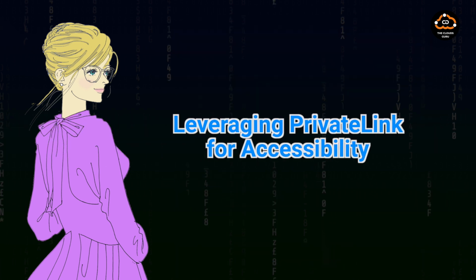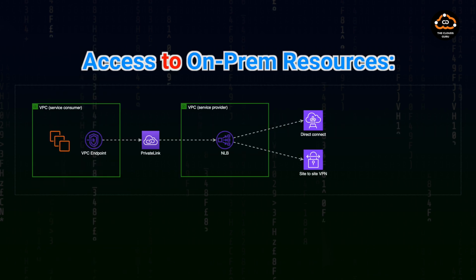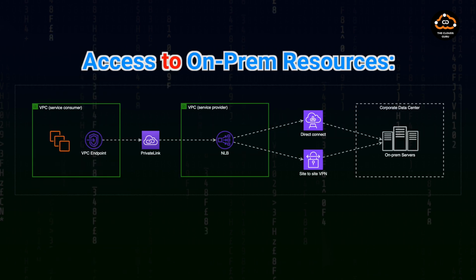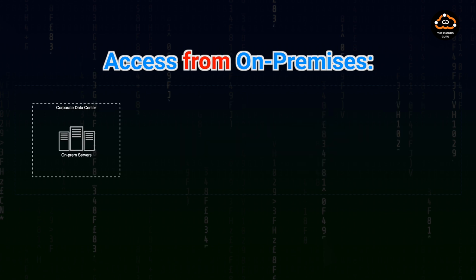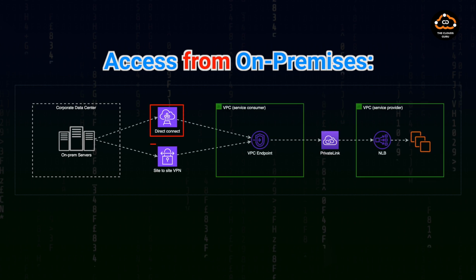Leveraging PrivateLink for accessibility. First, access to on-prem resources. You can tap into services on premises through mechanisms like Direct Connect, or DX, or a site-to-site VPN. And accessing AWS services from on-premises. Once again, the routes can be via Direct Connect or a site-to-site VPN. Depending on your DNS configuration, reaching your desired destination is possible through IP addresses or FQDN.